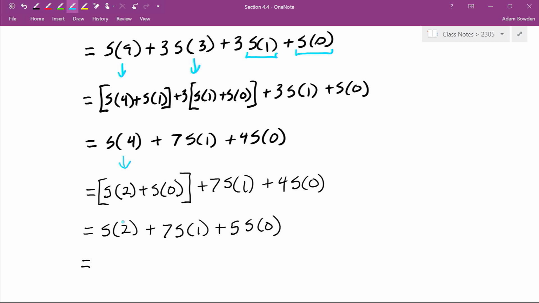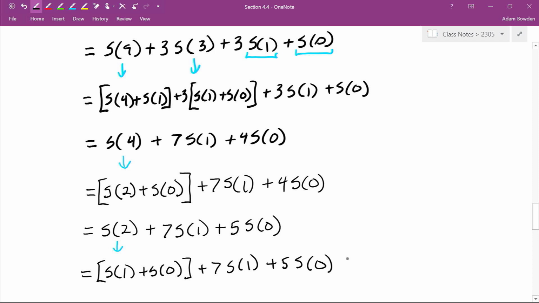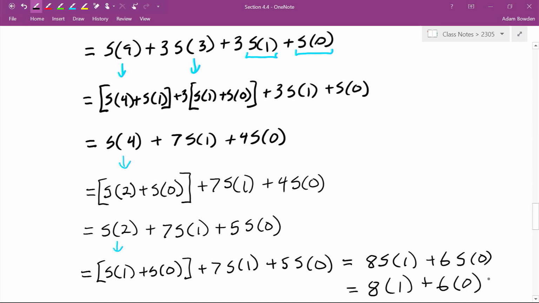Now we still have to go one more time with S of 2 into the recursive formula. That would equal S of 1 plus S of 0 plus 7 S of 1 plus 5 S of 0. So altogether, when we combine like terms, we'll have 8 S of 1 plus 6 S of 0. That would be equal to 8 times 1, since we know S of 1 is equal to 1, and S of 0 is equal to 0. So this would all be equal to 8.